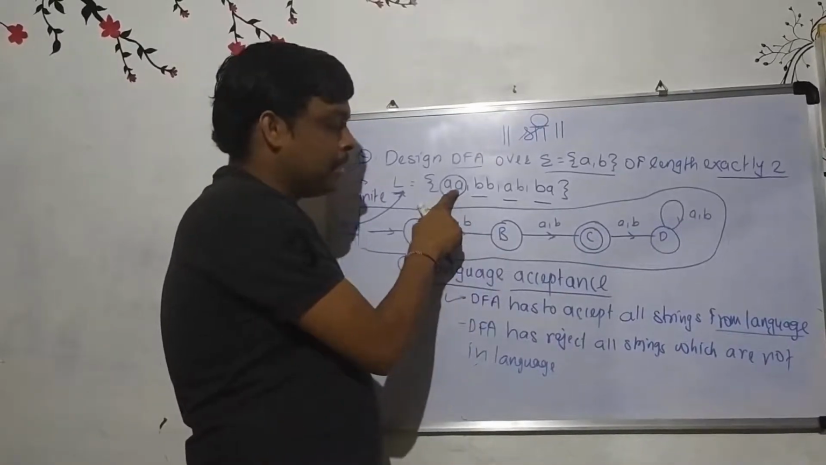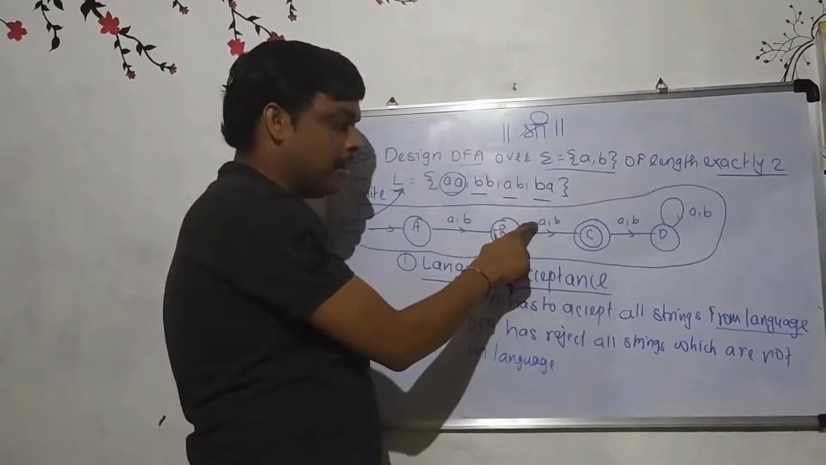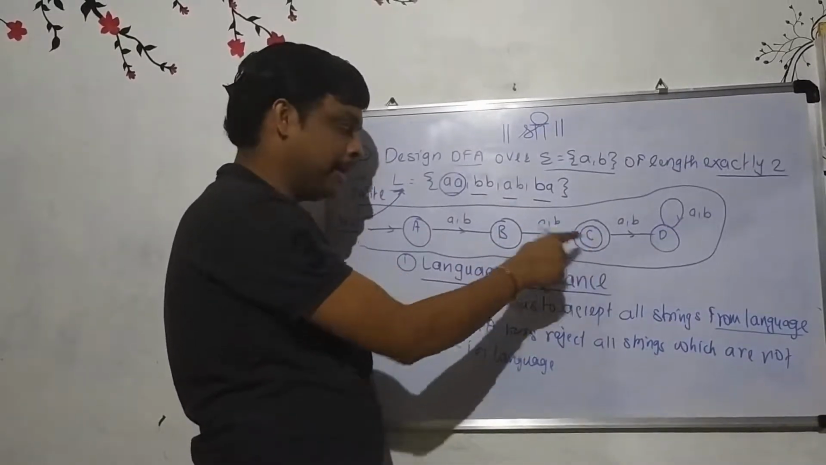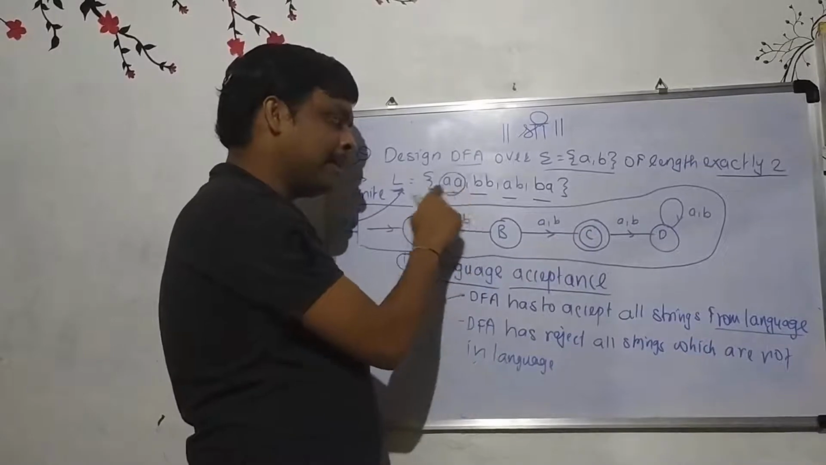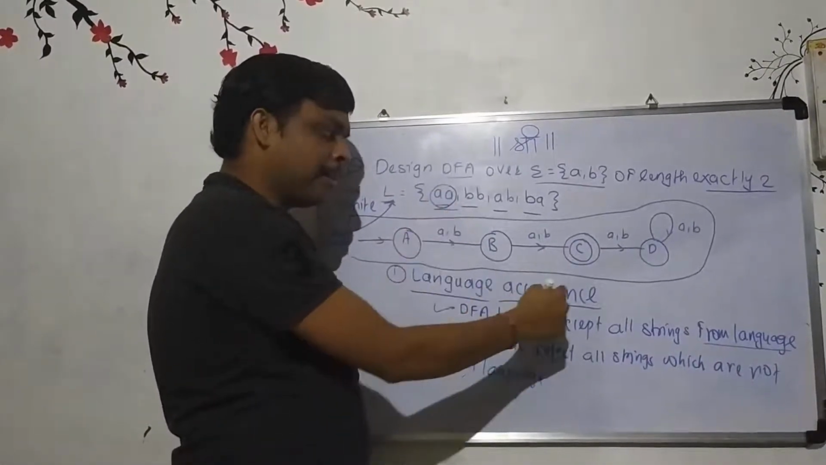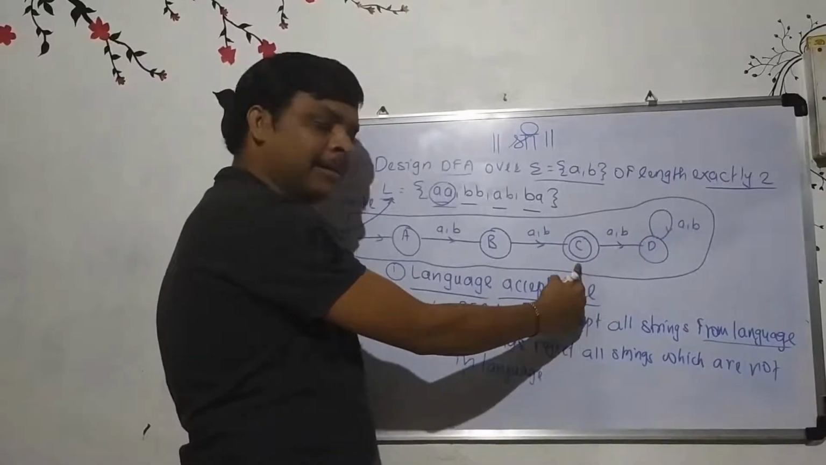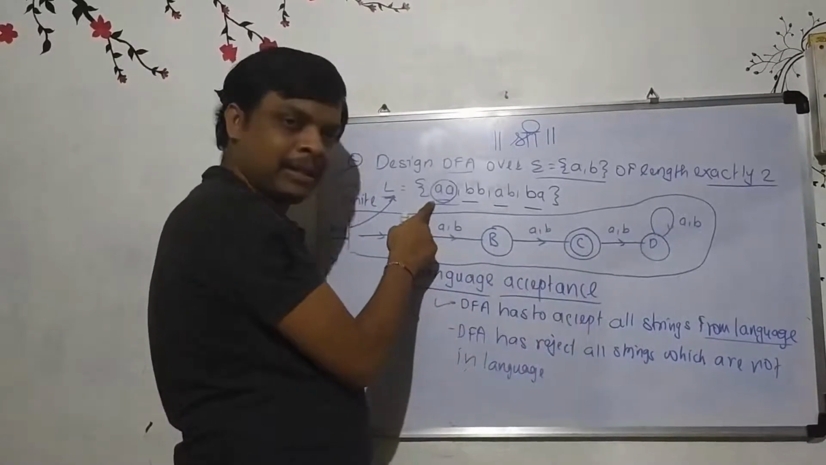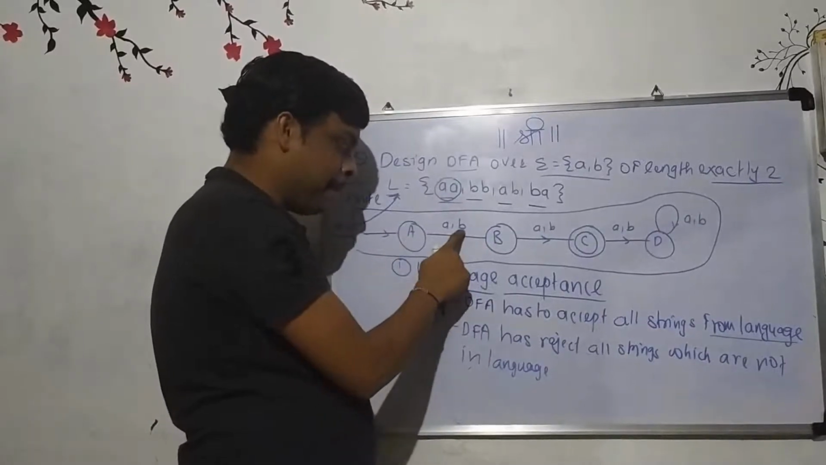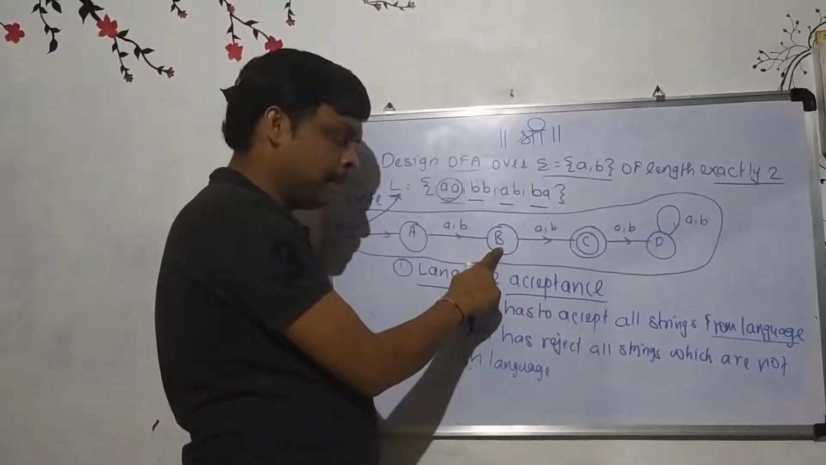Then next is again small a. Whenever you are in B, observing small a, you will be in C. Now C is final. So upon scanning the entire input string, at the end, if you are in a final state, then we can say that this string is accepted. Similarly, BB. Whenever you are in A, if you observe small b, you will be in capital B.